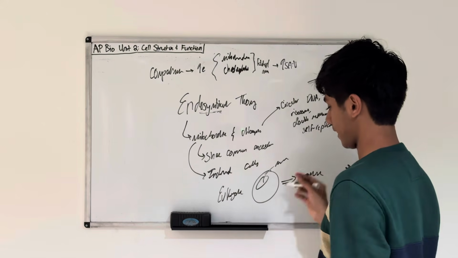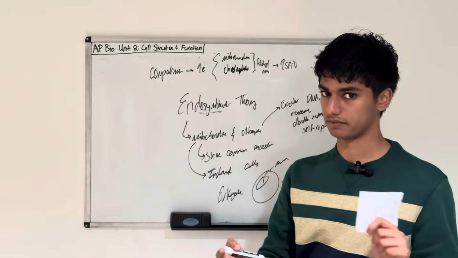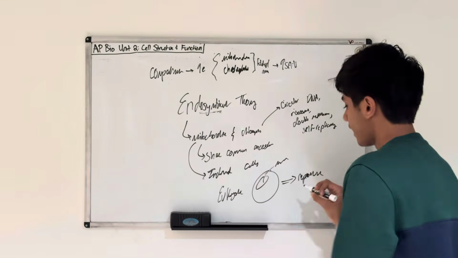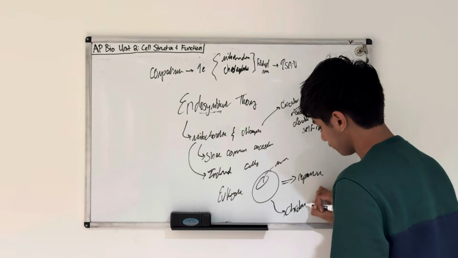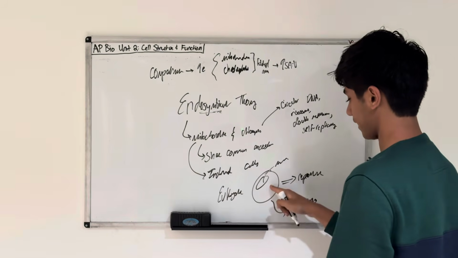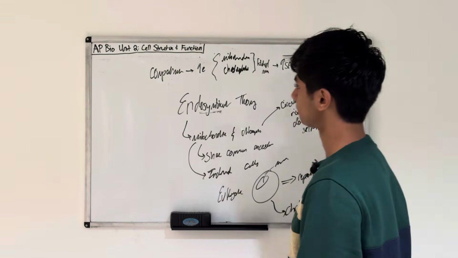So eukaryotic cells ended up having it, because it was a beneficial relationship to have the mitochondria inside for both parties. And then eventually chloroplasts also got engulfed, which led to plants having chloroplasts inside their cells. And that's the endosymbiont theory.